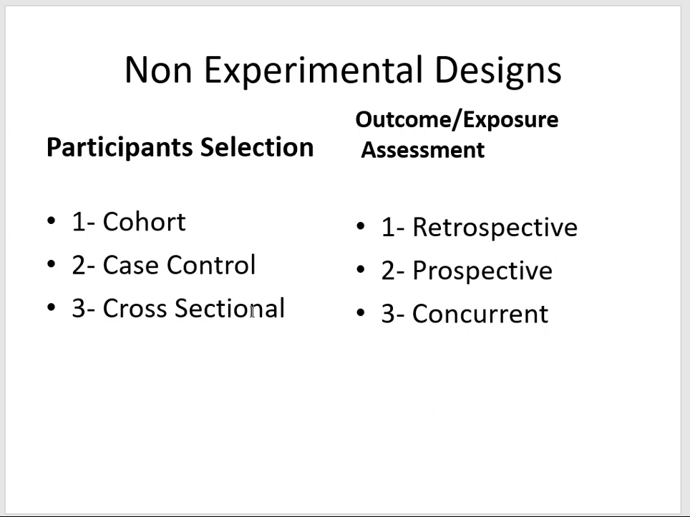The last approach is if you look at things concurrently. So now, who has the outcome and who doesn't have the outcome, and who is exposed and who's not exposed, at this time point. Then this is a cross-sectional, a concurrent type of design. And therefore, out of these three approaches, you have three different designs. And these designs are the cohort, the case control, and the cross-sectional.